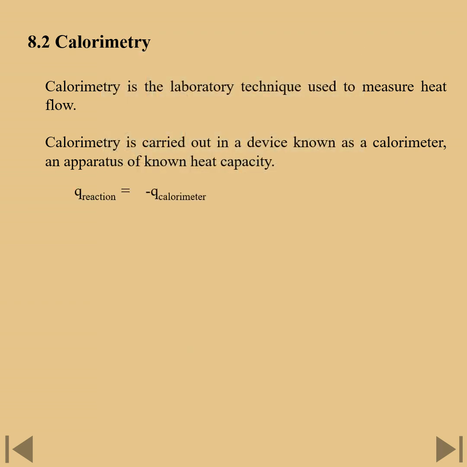Now, I want to point out that Q of the reaction is going to end up being negative Q of the calorimeter. What this means is if the calorimeter absorbed 1,000 joules of energy, then the reaction must have released that 1,000 joules of energy. So these are equal in magnitude but opposite in sign, because if one is absorbing, the other is releasing. If one is releasing, the other is absorbing.